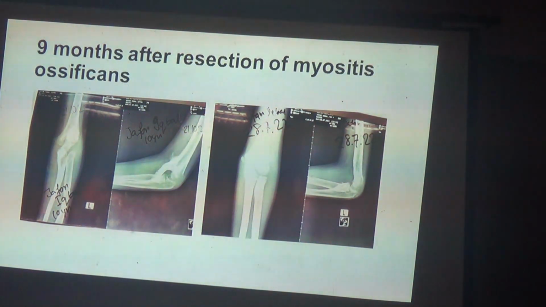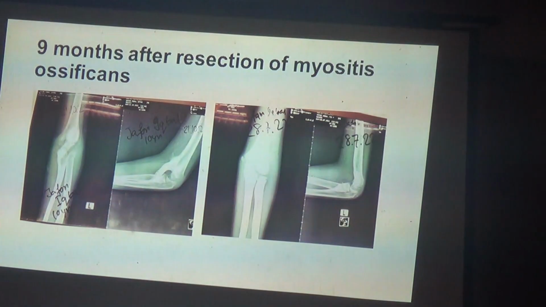This was a case on the right side. You can see that this bone goes from the humerus to the ulna, a bony bar, a mature bony bar. When he came at 10 years of age, I excised it. But excising myositis anteriorly is not very easy. You have to dissect very carefully.